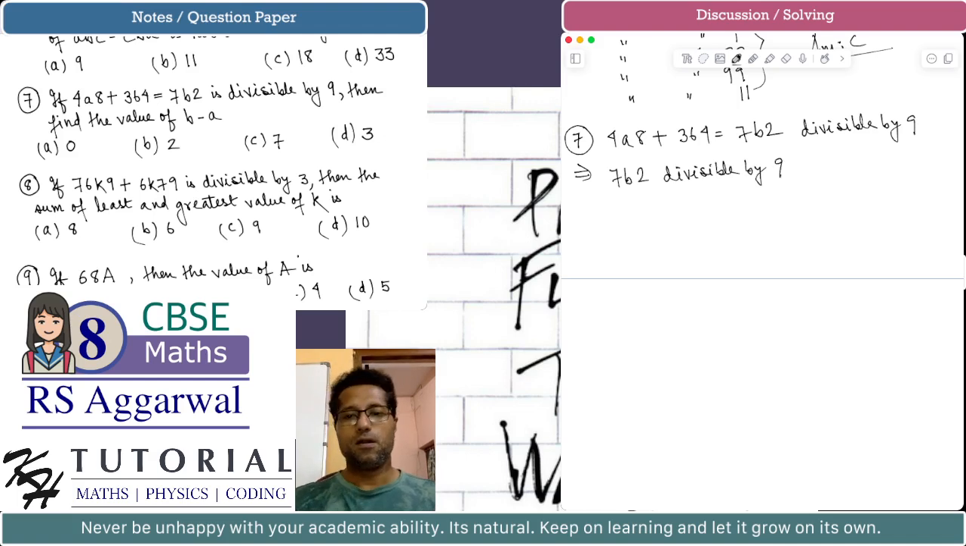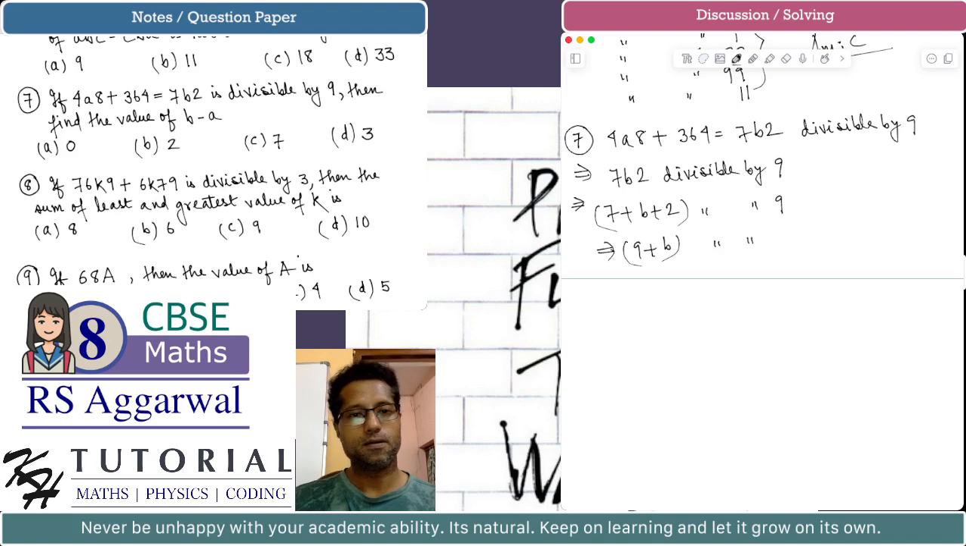Now we know that a number is divisible by 9 when the sum of its digits is divisible by 9. So we must have 7 plus b plus 2 divisible by 9. So this means 9 plus b is divisible by 9. So what can the possible value of b be such that 9 plus b is divisible by 9? The possible b can be equal to 0 and b can also be equal to 9.